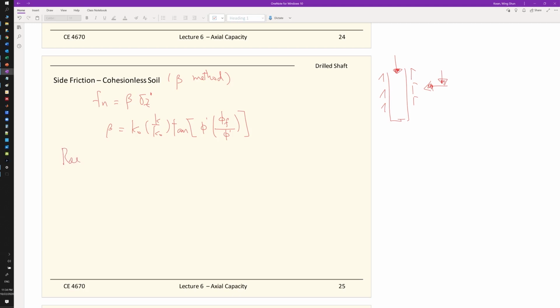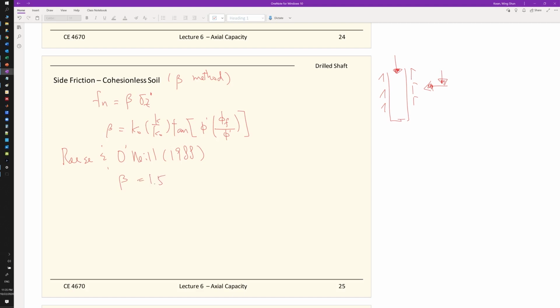Reese and O'Neill, so this is Texas people again. Texas, because Reese is a very famous foundation engineer. He passed away already, but he was a long-time professor at Texas. So Texas has a very good tradition in foundation design research. O'Neill, 1988, came up with an alternative for finding the beta method for drilled shaft.